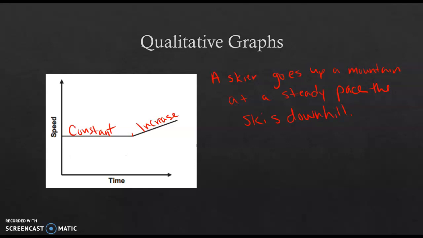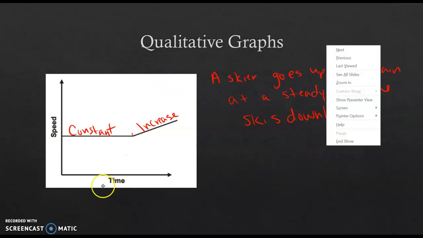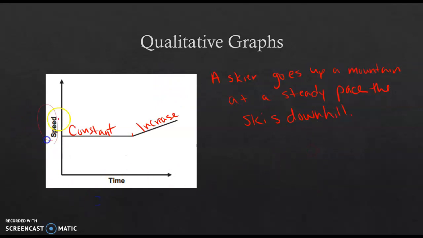Now, I know that in our mind, downhill would mean like all of a sudden we're moving down. But when we think about what the graph is telling us, the graph is telling us about our speed. And as we go downhill, we increase in speed, and that's exactly what's happening. So that's one example of how a qualitative graph works.